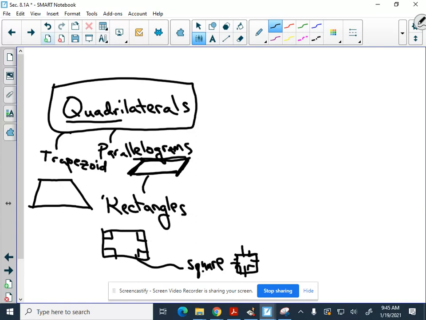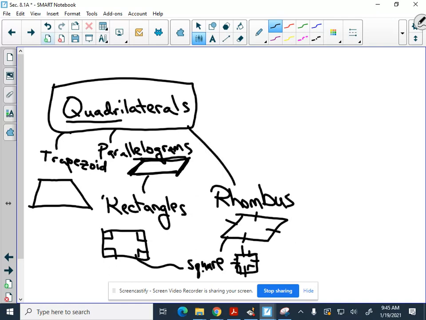Now there's one other type, and it's called a rhombus. A rhombus has four equal sides. These four are equal, but it doesn't necessarily have the four right angles. When you combine the rhombus and the rectangle, you get the square. And actually, a rhombus is a parallelogram.